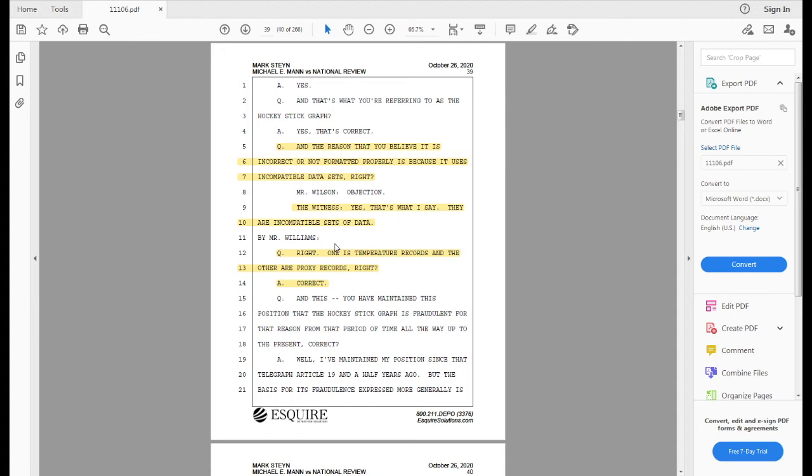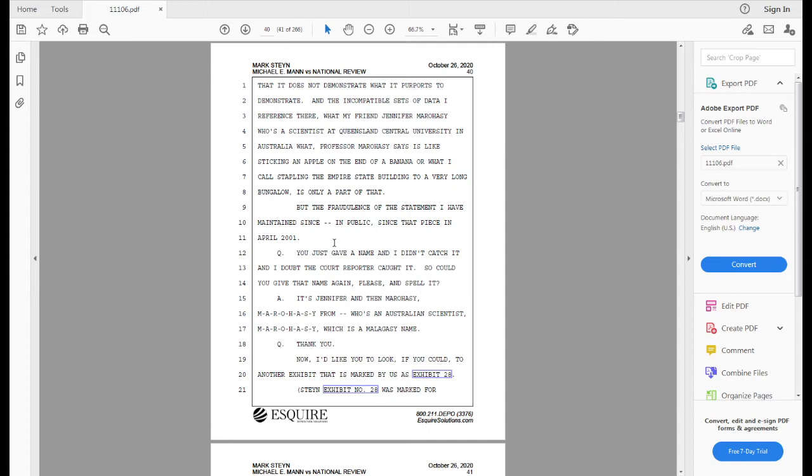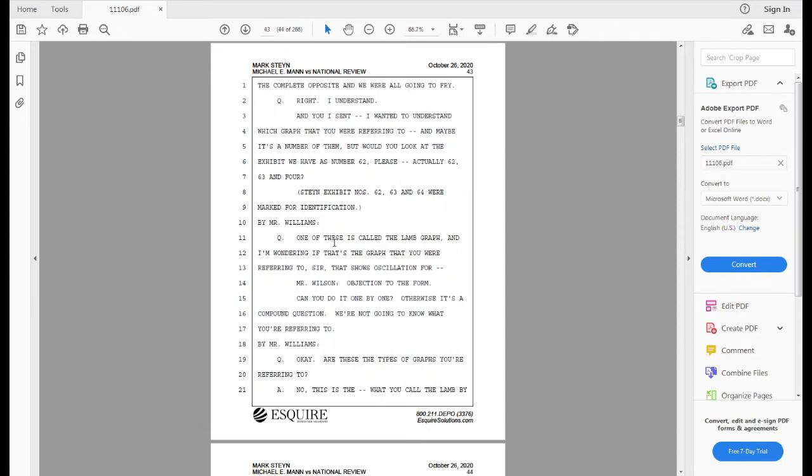Question from the lawyer, talking about the hockey stick. And the reason that you believe it is incorrect or not formatted properly is because it uses incompatible data sets, right? The witness: Yes, that's what I say. They are incompatible data sets. Sets of data. Right. One is temperature records and the other are proxy records, right? Correct.